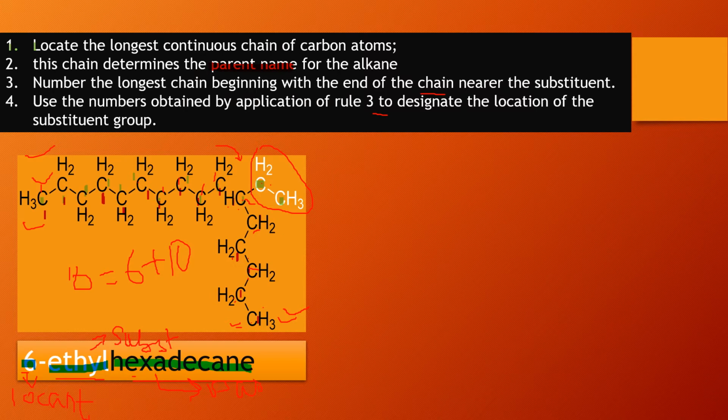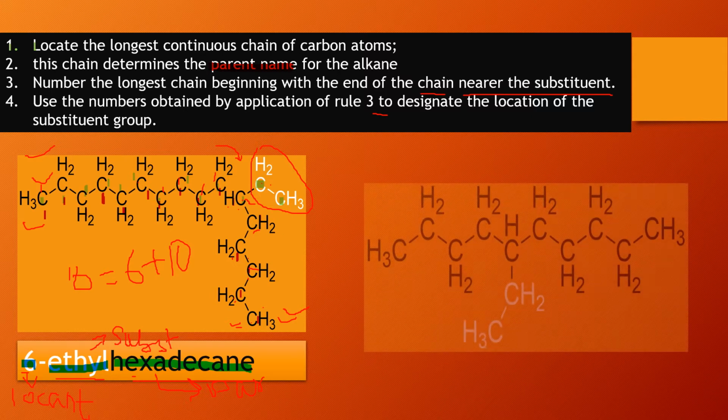So it is very simple. There are 4 points we have discussed here. The first is to locate the longest continuous chain of carbon atoms. This chain determines the parent name for the alkane. Then number the longest chain beginning with the end of the chain nearer the substituent. Then we will use the numbers of the chain, by application of these rules, to designate the location of the substituent group.